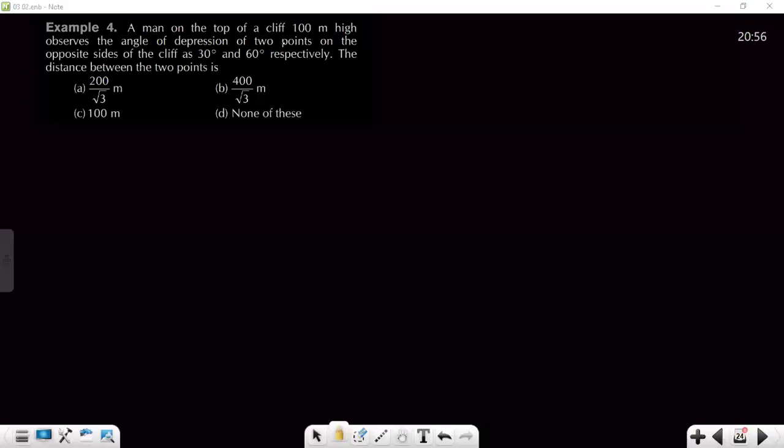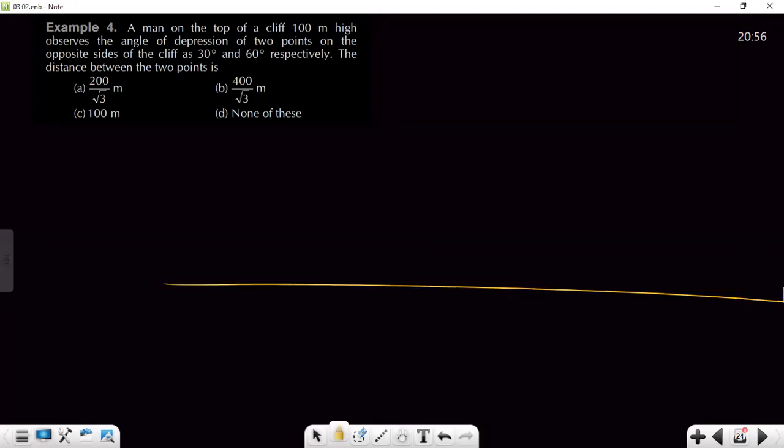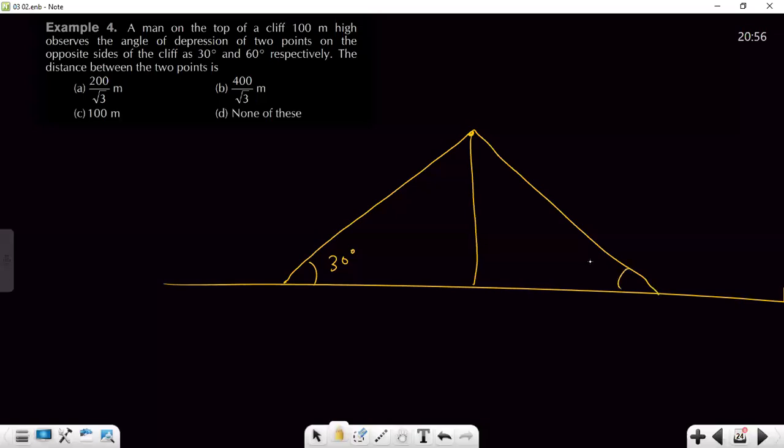A man on the top of a cliff, 100 meters high, observes the angle of depression of 2 points on the opposite side of the cliff. Okay, so this is the ground. This is the cliff. Here is the man seated. He sees 2 points on the ground, one making a 30-degree angle of depression, and another making a 60-degree angle of depression.